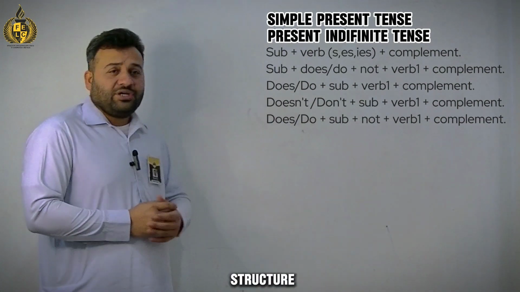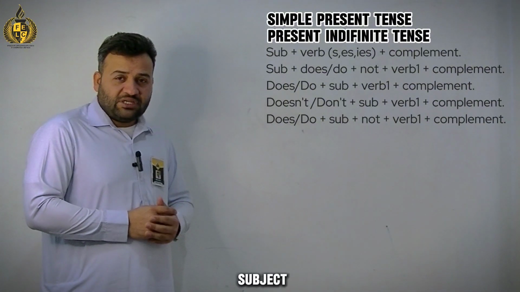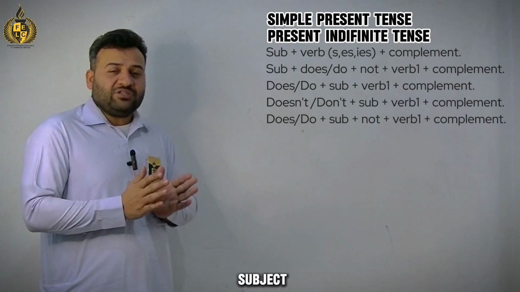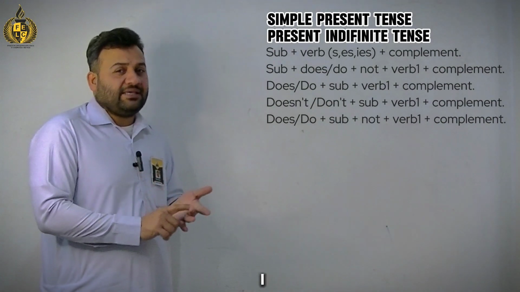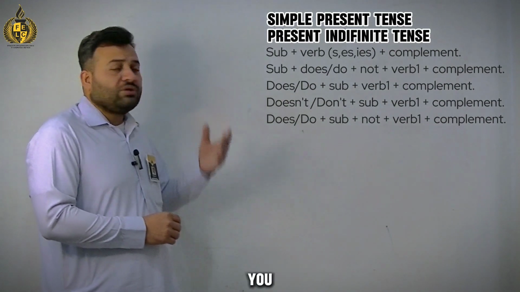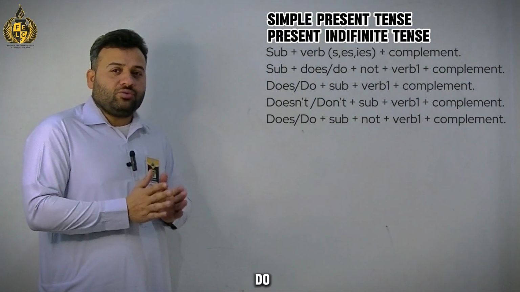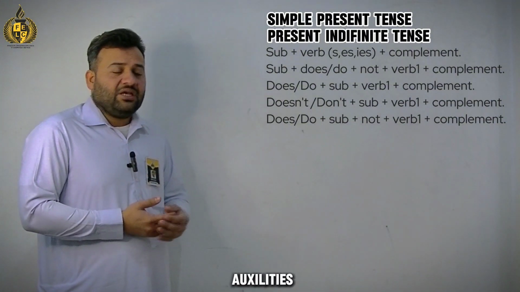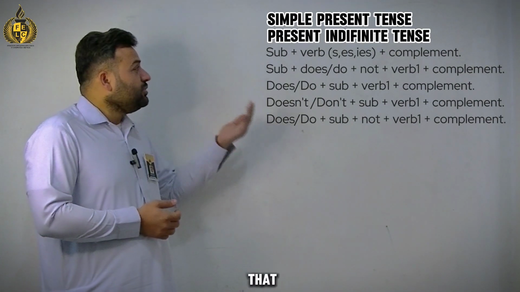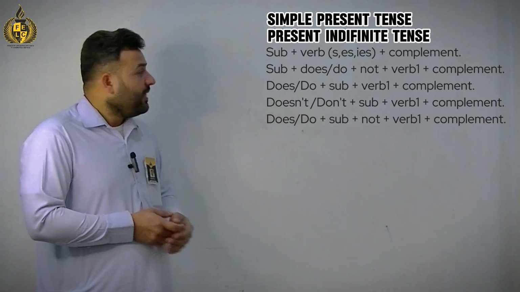The first structure is the positive structure. First we have to use the subject, then after that we will use the verb, but with the singular subject we must use S, ES and IES, right? And then the complement. In the negative structure, first we use the subject, then we have to use does or do. So there are two auxiliaries. According to the subject we will use does or do, and then after that we will use not, then the first form of the verb, and then the complement.